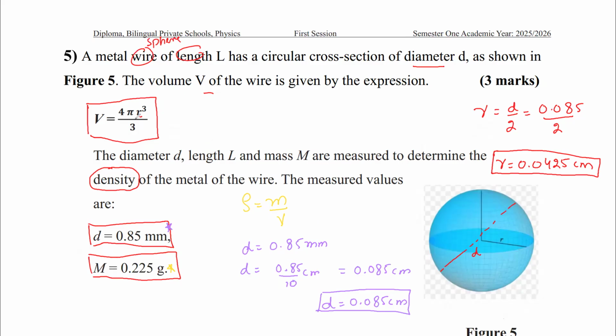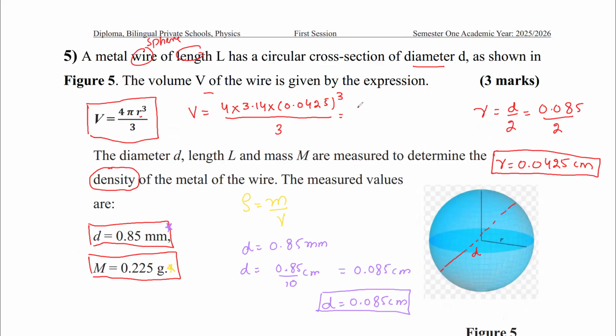Now we have to find the volume. How can we find the volume? Volume is equal to 4 multiplied by pi, which is 3.14, multiplied by R cubed, where R is 0.0425, divided by 3. Now just put the values and we will get the answer. Whenever you solve this question, the first thing is to solve the cube.